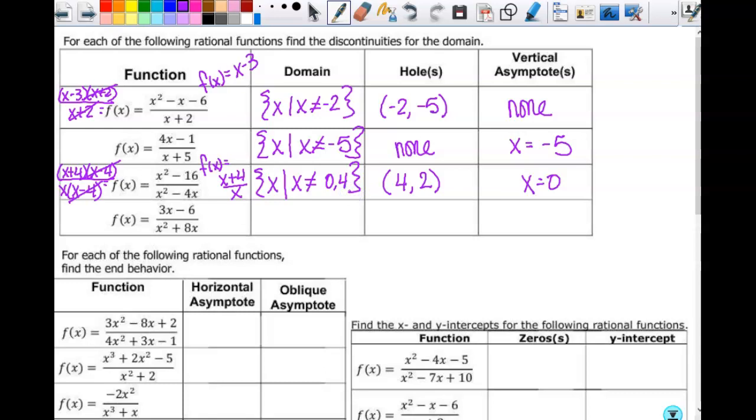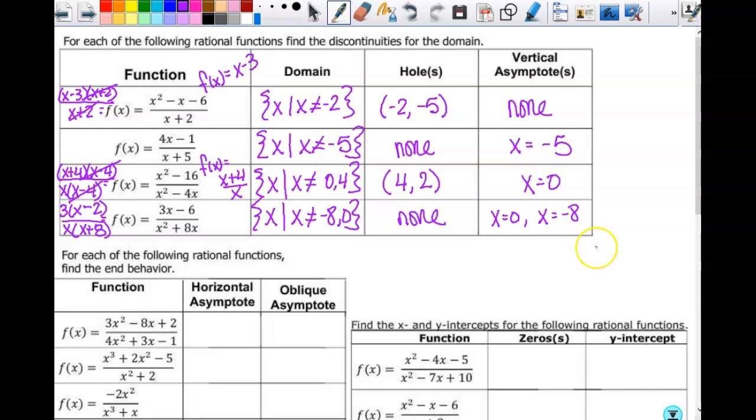All right, so then here, I'm going to factor. So 3 times x minus 2 over x times x plus 8. Can I simplify anything? No, I cannot. So since I cannot reduce anything, there are no holes. In the denominator, I have 2 factors, that gives me 2 vertical asymptotes: x equals 0 and x equals negative 8. So my domain is the set of all x's such that x cannot equal negative 8 or 0. That's where your domain's coming from.